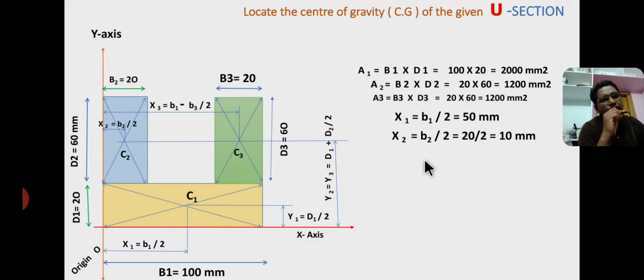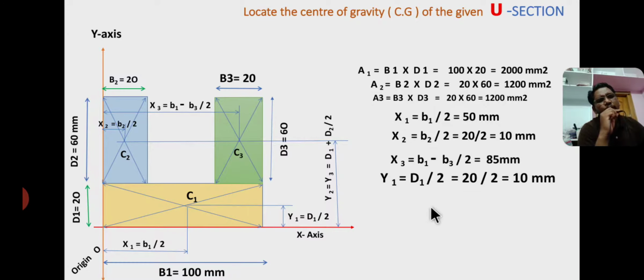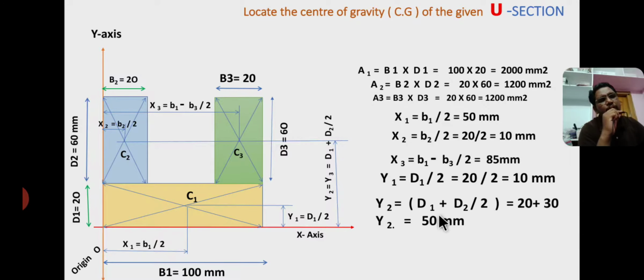From the figure, x1 equals base by 2 equal to 50 mm, and x2 equals base 2 by 2 equal to 10 mm, and x3 equals, from here to here, b1 minus b3 by 2, that is 85 mm, and y1 equals half of the height, that is d1 by 2, and y2 equals y3 equals d1 plus d2 by 2, that is 50 mm.